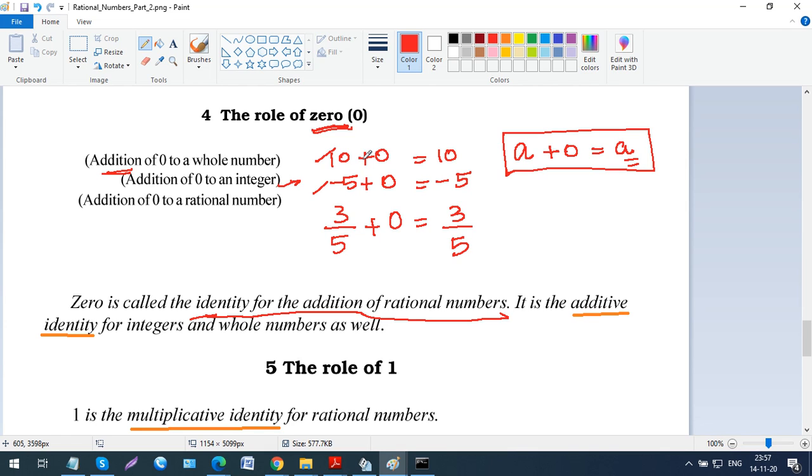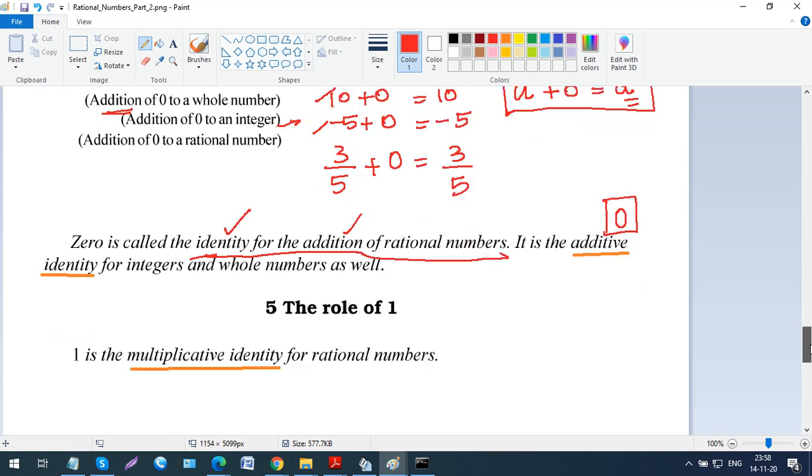So it's called an identity. Understood? You get the identity, the value of the number doesn't change, right? It's not changing the value, so that's why it's called the identity. And it's the identity for addition, the additive identity for integers and whole numbers as well. So if I ask you what's the additive identity, you will say 0 is the additive identity. When I ask what's the additive identity, I mean what number should be added to any number which gives you the same number, which doesn't change the answer. So 0 is the additive identity.